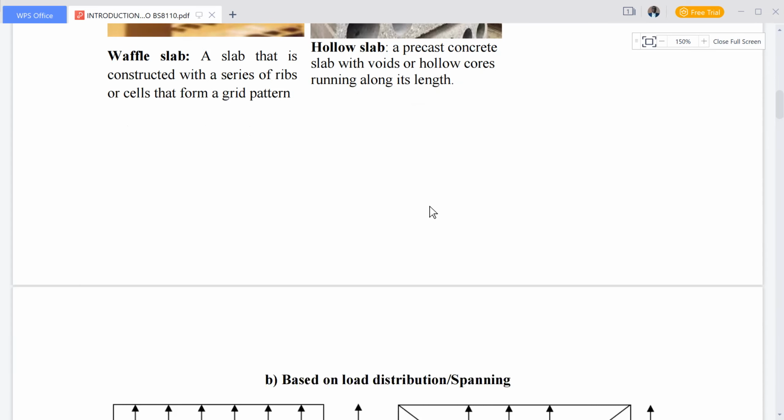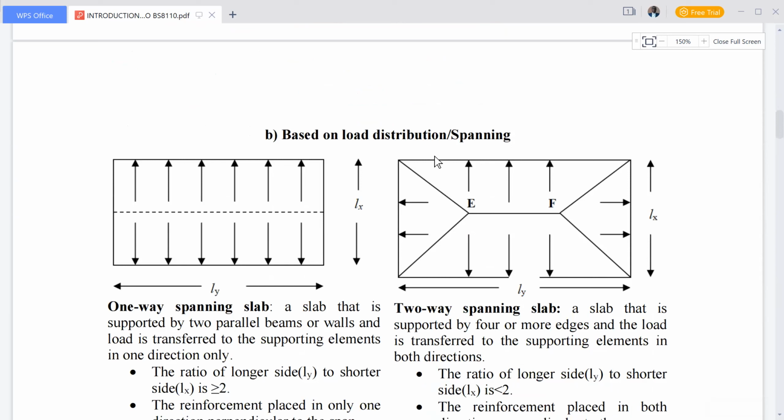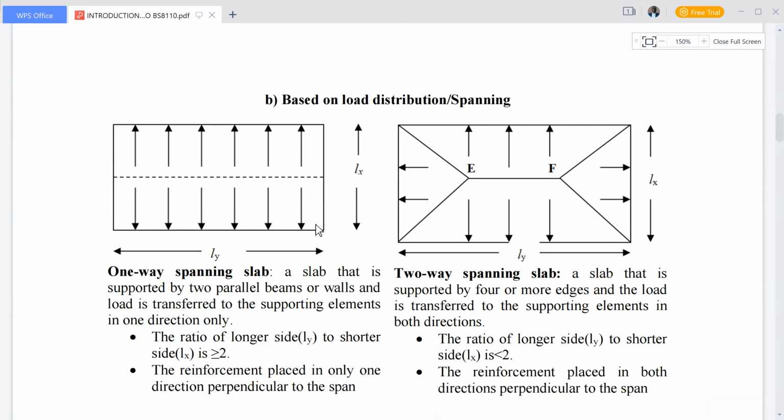Then we go to another classification, based on load distribution. Here we look at how our slab carries the load. How does it distribute? Now, one, we have the one-way spanning slab. Now, look at this slab. We have the longer span LY and the shorter span LX.